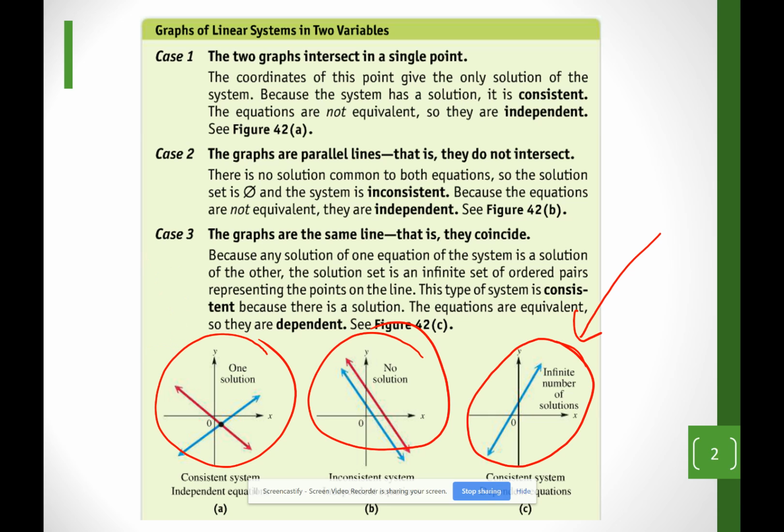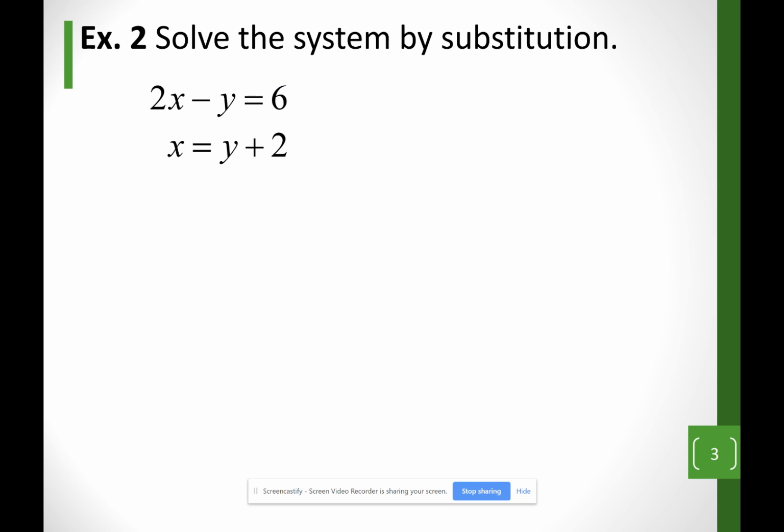Now, if the lines are different, I see a red and a blue. The lines are different, so we call that independent equations. If I end up getting the same line, we call that dependent equations. So that's for you to practice on your homework. Let's take a look at this.